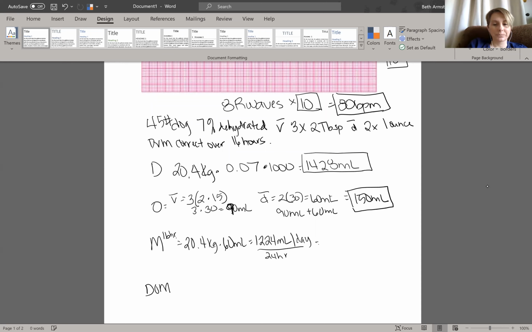And we get what? 51. 51 mLs. Awesome, per hour. So now we need to figure out, remember, 16 hours. So we'll multiply that by 16. And we get how much for 16 hours worth? 860.